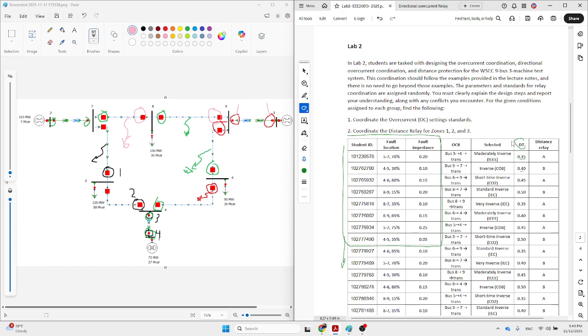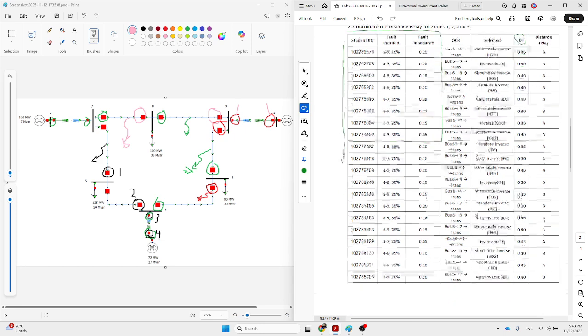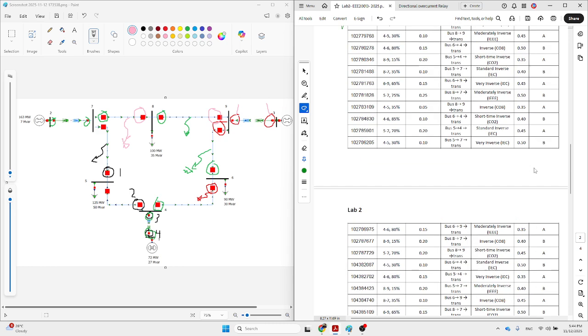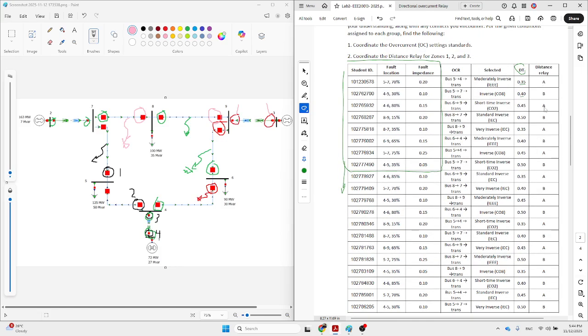For the second part of the assignment, which is the distance relay, I will try my best to cover it in a video also as soon as possible, of course before coming Monday. So we have two regulatory. For the first regulatory, zone 1, zone 2, and zone 3 are given, how you should calculate, and the other regulatory also in the same way. So as you can see, different students, different regulatory.